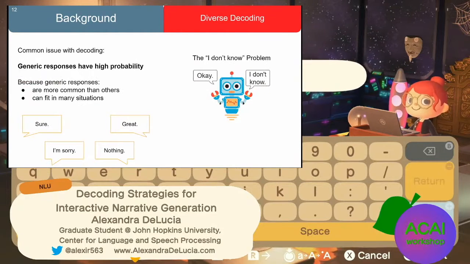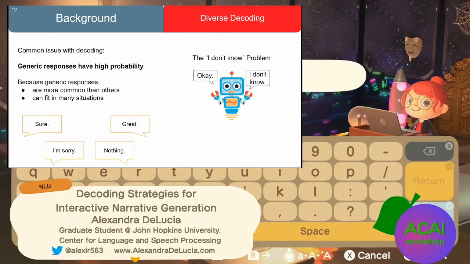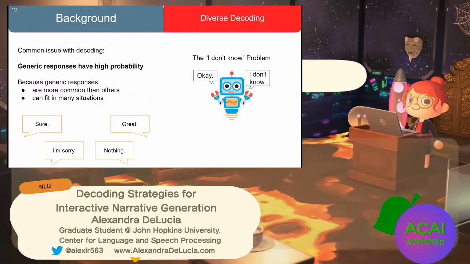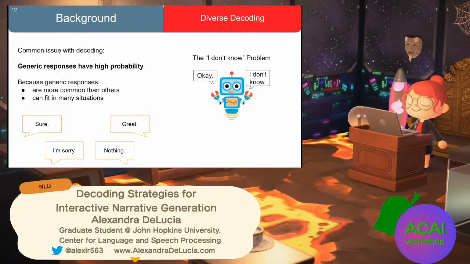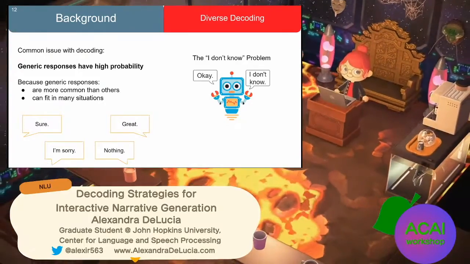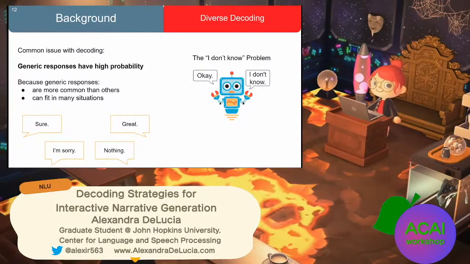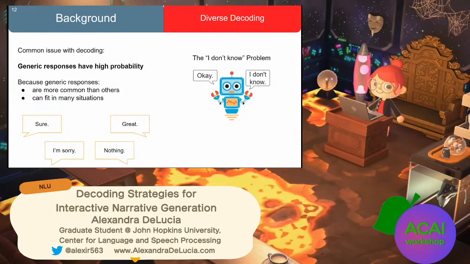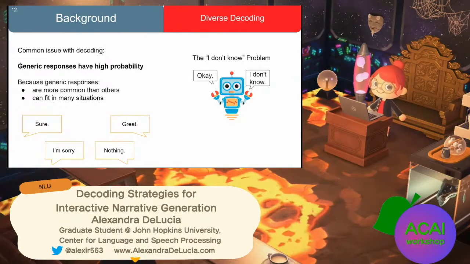So there is a common issue in neural response generation, that the model often returns a generic or boring response. This is dubbed the "I don't know" problem after one of the common phrases. This issue is due to generic responses having a high probability in the language model because they are common in the data set, and many are acceptable responses in many situations. The examples below are sure, I'm sorry, great, and nothing. These can easily fit in many prompts, but they are not interesting, and we want our bots to be much more interesting.